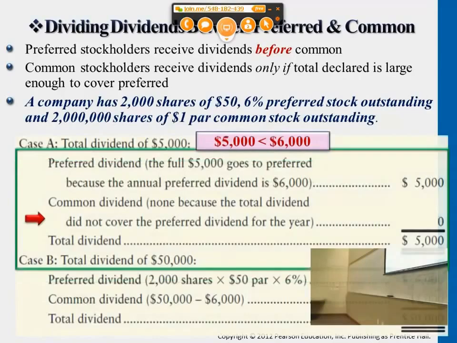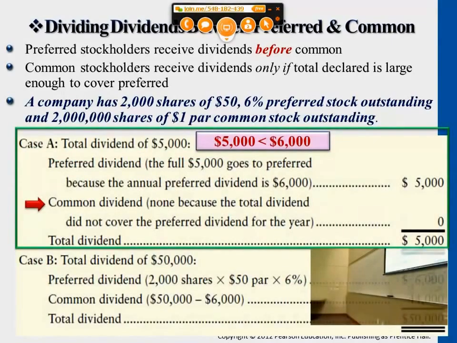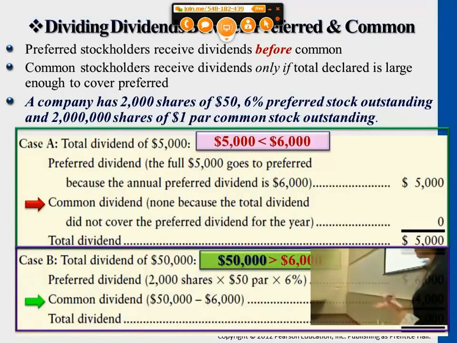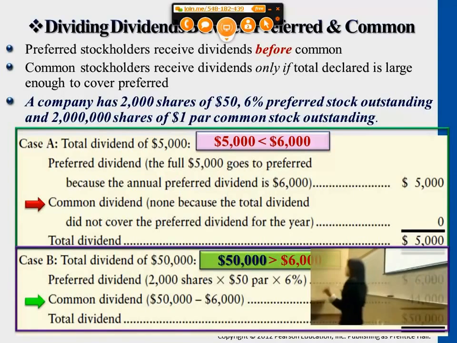Okay, now another thing for dividing dividends between preferred and common, here's two examples. It looks very complicated, but really it's very simple. If a company declares, in the first example, $5,000 of dividends, and in the second example, $50,000 of dividends. So these are two cases: $5,000 dividends and $50,000 dividends.